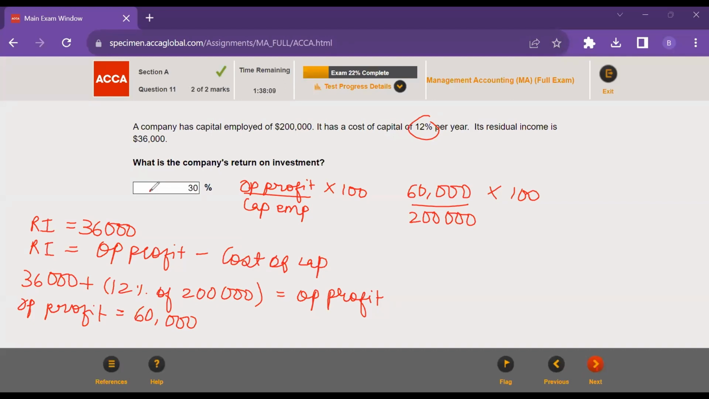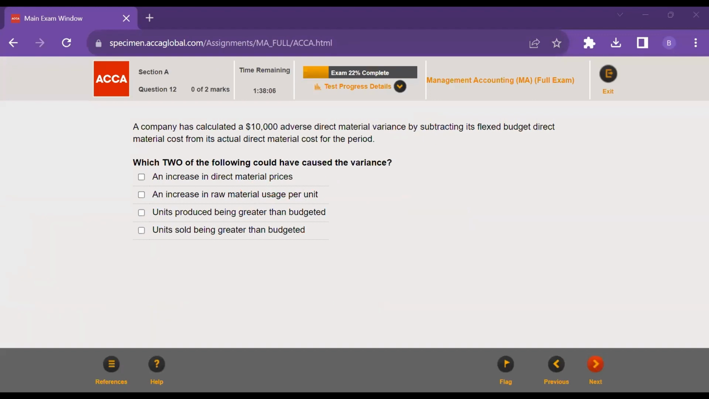Now moving on to the next question. A company has calculated a 10,000 adverse direct material variance by subtracting its flexed budget direct material cost from its actual direct material cost for the period. Now we have to pick two statements over here which could have caused the variance. Now we also have to consider that they have flexed their budget. So anything that we have to consider, we have already flexed our budget, so it cannot be due to units produced being greater than budgeted or less than budgeted. So that cannot be our answer.